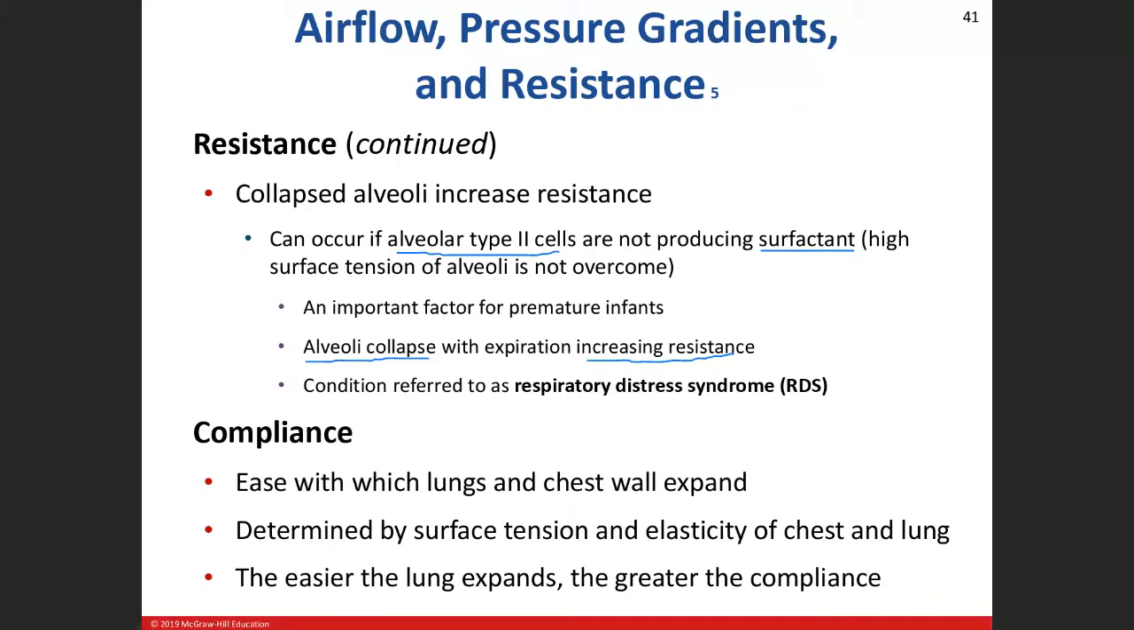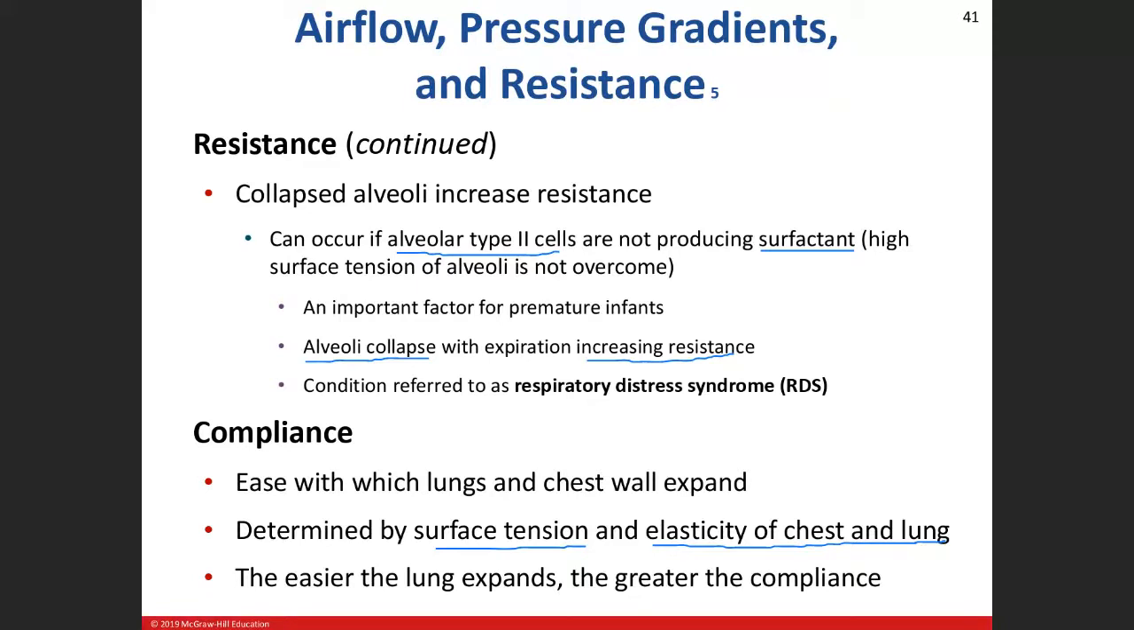Okay. All right. So that leads me to talk about compliance, and this is a term that you want to be pretty familiar with when we're talking about how easy it is for the lungs, and not only the lungs, but the chest wall, to expand as you're taking a breath in, during inspiration. What helps to determine compliance is going to be the surface tension from surfactant and the elasticity that we just talked about a little bit earlier, the elasticity of the chest wall and the lungs.